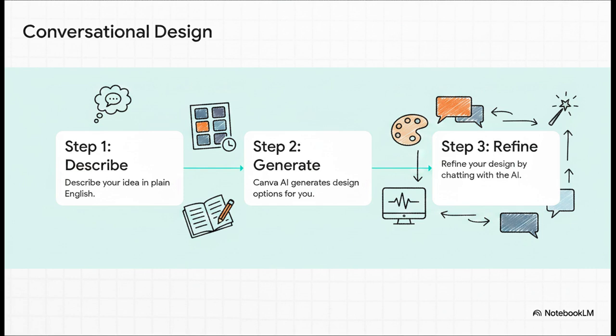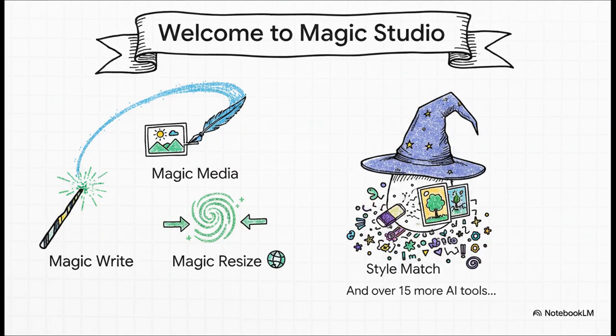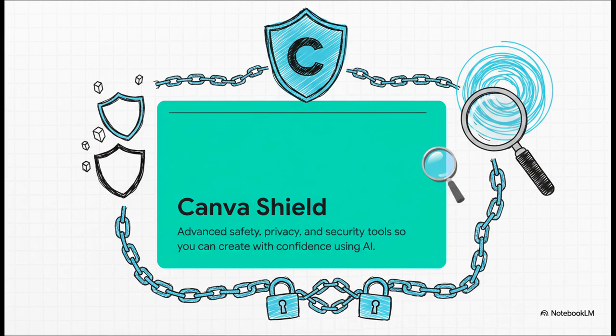It's wild. This Magic Studio is just packed with over 20 of these AI-powered tools. You've got an AI writing assistant, text-to-image, and even video generators, a magic eraser that can just zap unwanted things out of your photos, and so much more. It's a full-on creative suite, all powered by AI. Of course, with all this AI power, you might be wondering about safety and privacy. That's where Canva Shield comes in. It's basically their commitment to AI safety, giving you control over your data so you can create with confidence.